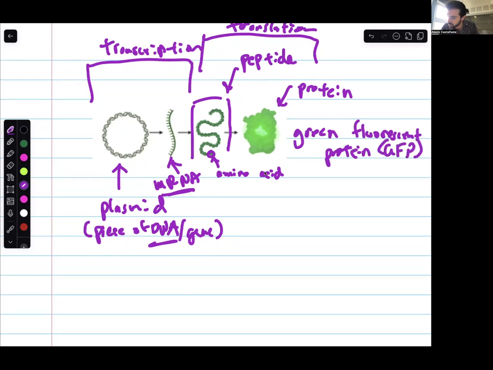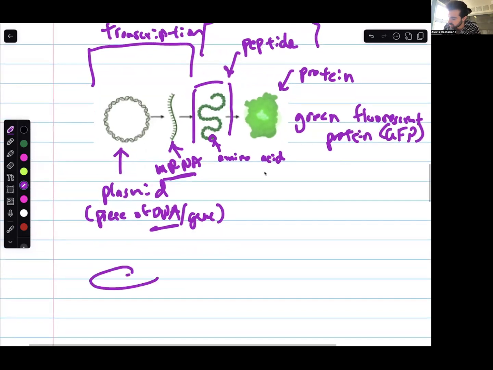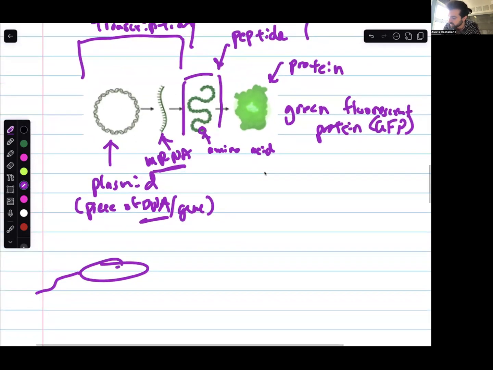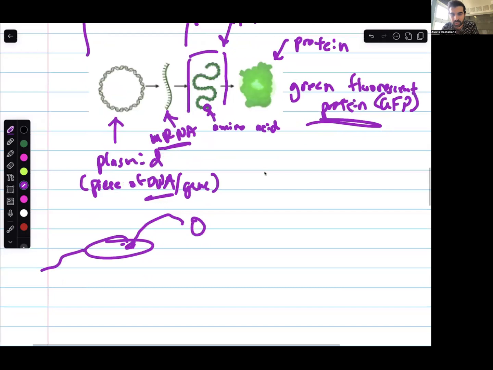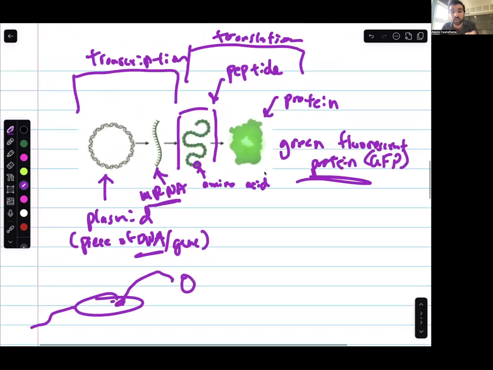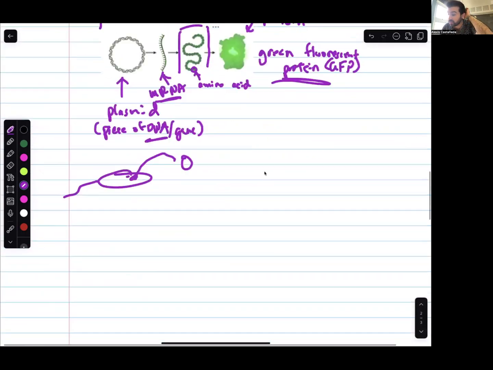So what we're going to do is have our bacteria. This is my drawing of bacteria. We're going to have this plasmid that has the gene with the information for how to make this GFP. And we're going to put it inside the bacteria so that the bacteria makes many, many copies of the green protein. And if this process works, if transcription and translation work, we should see the bacteria glow green.